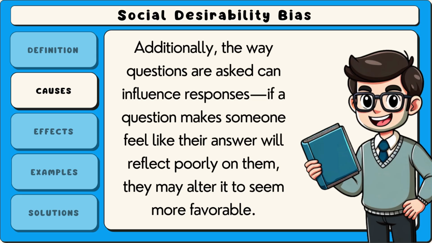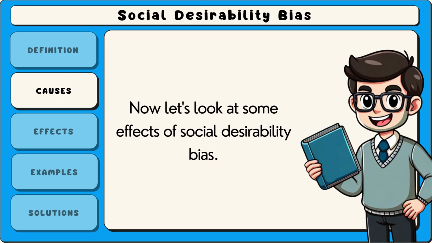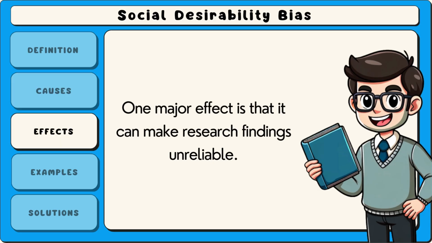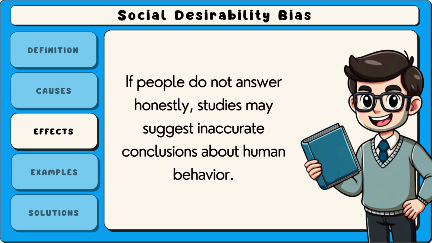If a question makes someone feel like their answer will reflect poorly on them, they may alter it to seem more favourable. Now let's look at some effects of social desirability bias. One major effect is that it can make research findings unreliable. If people do not answer honestly, studies may suggest inaccurate conclusions about human behaviour.